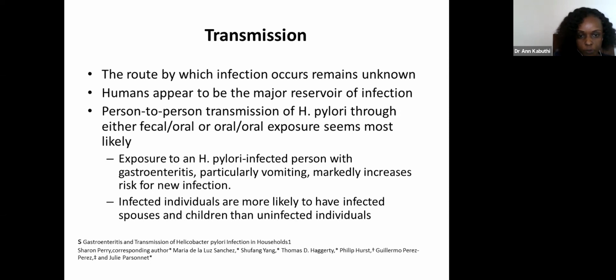And there have been studies that support person-to-person transmission. One study done in North Carolina showed that exposure to an infected household member with gastroenteritis was associated with an increased risk of up to 4.8 times for a definite and/or probable new infection. And in this case, vomiting was the greatest risk factor. We also find that intrafamilial clustering also supports this person-to-person transmission, where infected individuals are more likely to have infected spouses and children than the uninfected individuals.